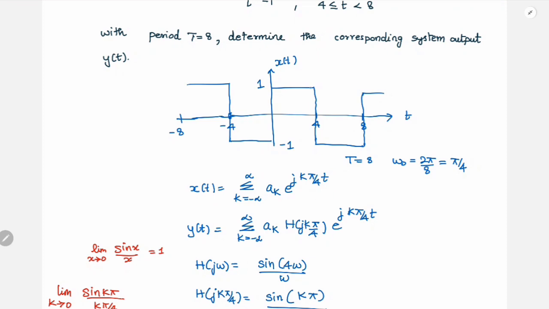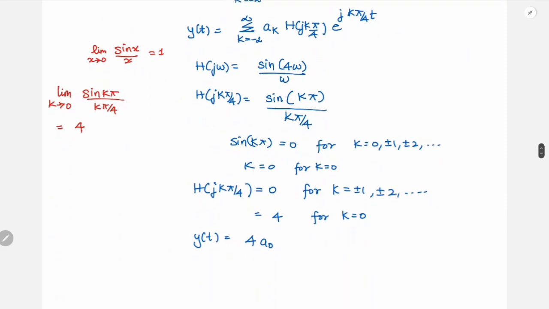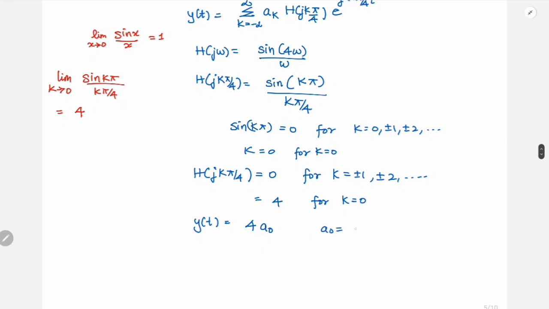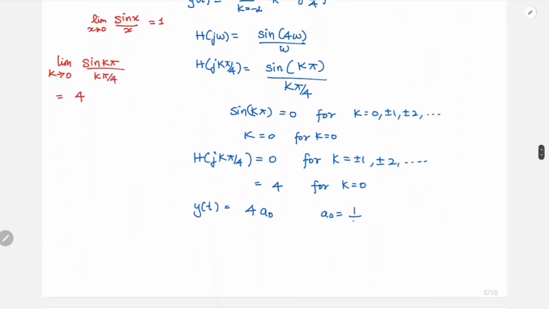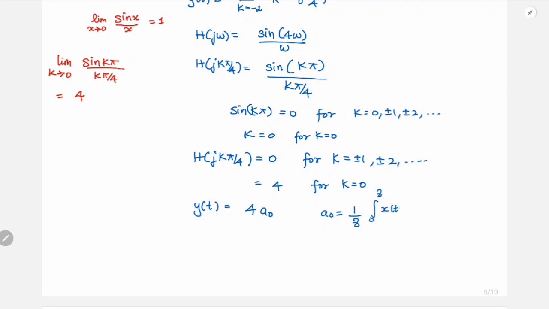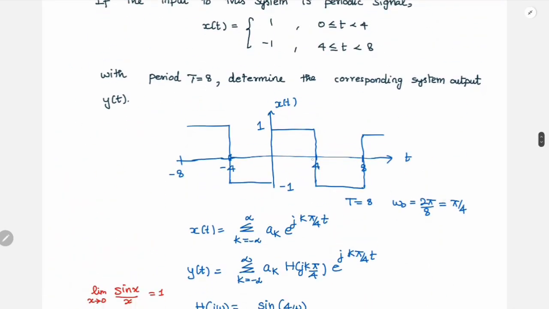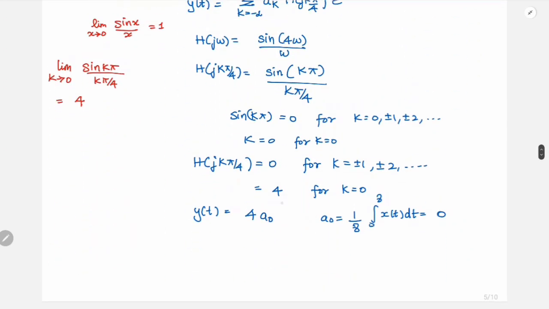Since it has the same number of positive and negative parts, its average is going to be 0. So a0 is nothing but 1 by T naught, which is 8, 1 by 8 integral 0 to 8 x of t dt. And this is going to be equal to 0 because for 4 units of time it is 1 and for the other 4 units it is minus 1, so they will cancel. So this is also equal to 0. So y of t is going to be equal to 0 itself.